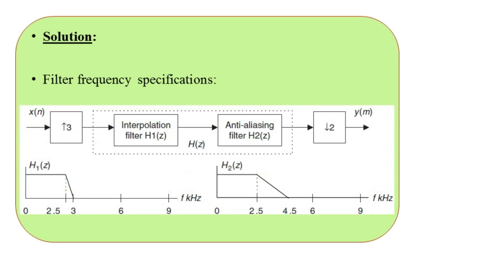So here it is. Here we have the provided x of n, the input signal, which is the audio input signal, and this is first of all fed to the block where we carry out the interpolation by the integer factor L. Then the interpolation filter h1 of z, anti-aliasing filter h2 of z, the combined representation h of z, and the decimator, by the decimation or the downsampling factor M, to generate the output sequence denoted by y of m here.